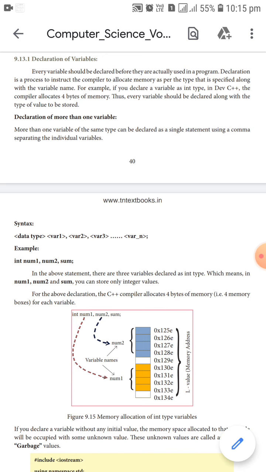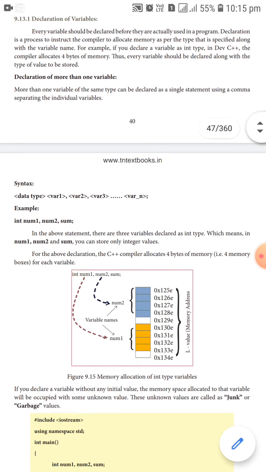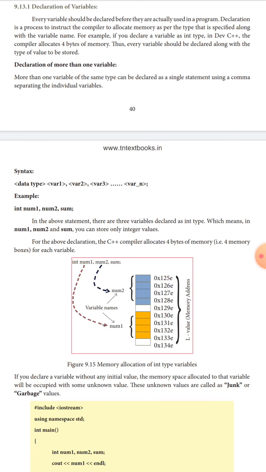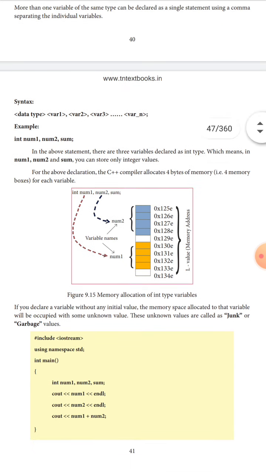What is the data type? Integer values. For integers, Dev C++ allocates 4 bytes in memory, and within those 4 bytes the values are stored in the computer. Understood, all of you?